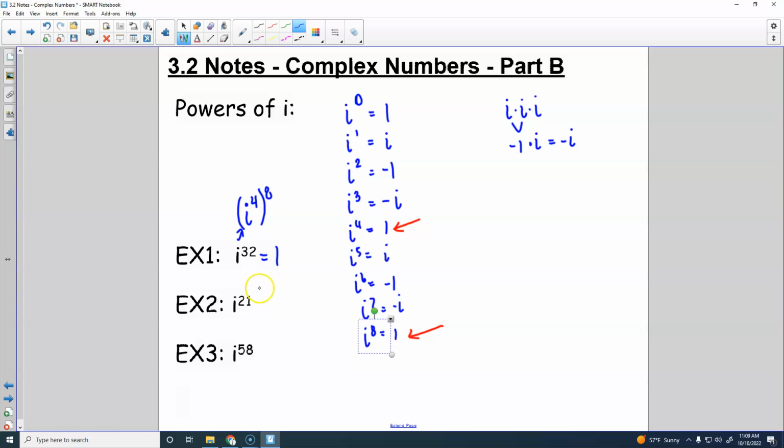Yes. So like on 21, 21 is not divisible by 4. So we're going to think about what's the next lowest number that is divisible by 4. 20. So let's make it i to the 20th times i to the 1st, right? If we put them back together, it's i to the 21st. What is i to the 20th? It is 1 because it is divisible by 4, right? And then i to the 1st power, of course, is just i. So we would get i for that one.